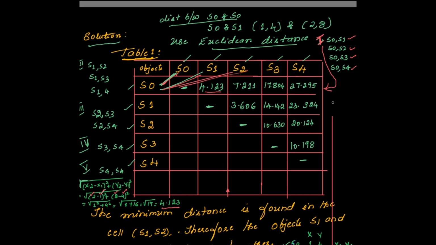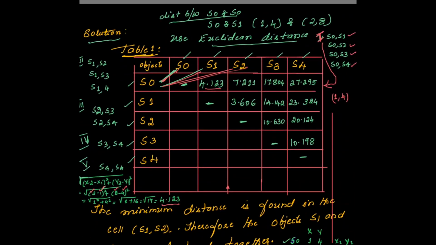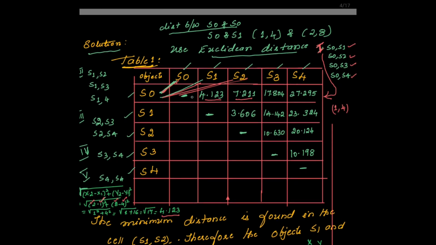S0 is 1 comma 4 and s2 is 5 comma 8. This is what I have written here. Use the Euclidean distance and get the result. It is 7.211.